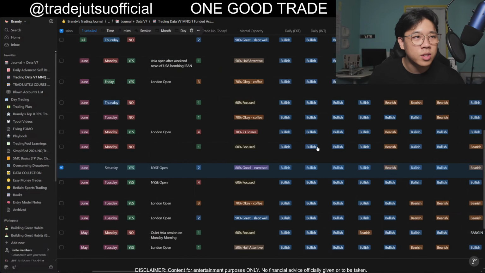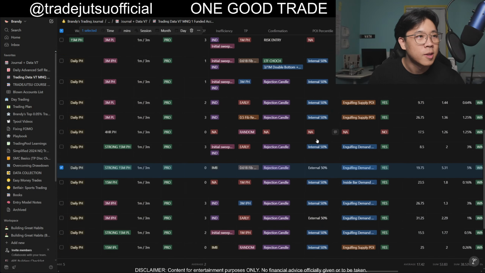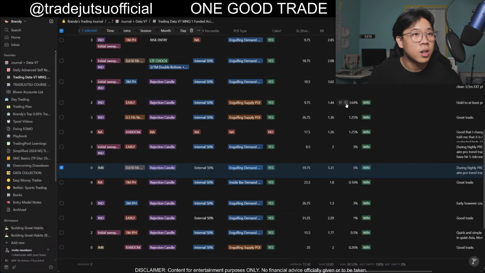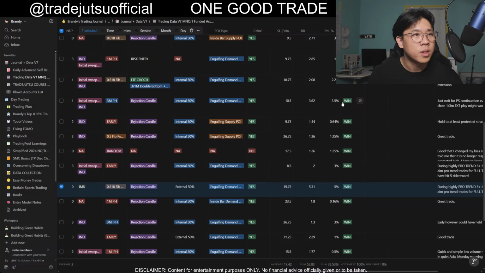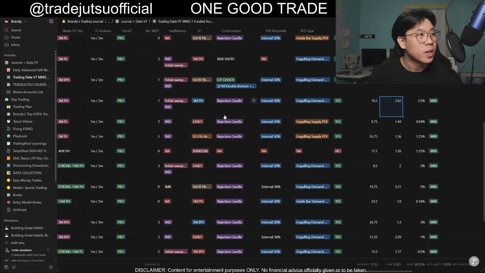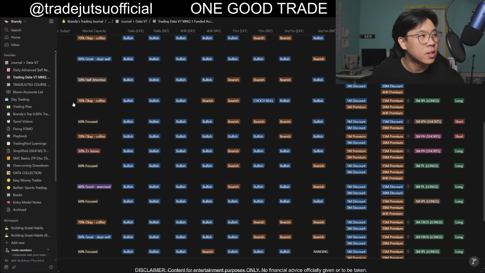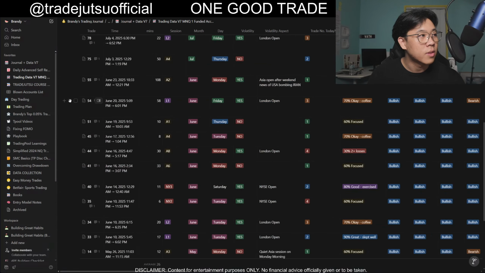It's pretty interesting to come back at these kinds of things. Let's have a look at this trade here. I took it, these are some decent trades. Look at this one, 3.62 risk to reward, 10-point stop loss. It was a 3-minute internal protected low long into the 3-minute protected high. Okay, I can sort of imagine what that is like, but let's have a look.